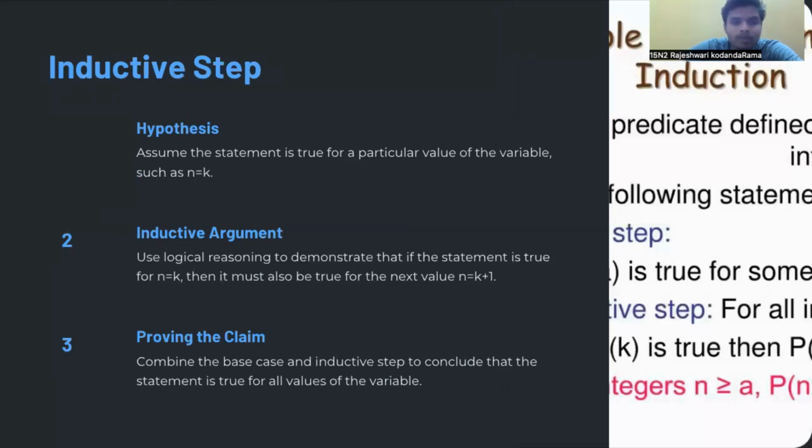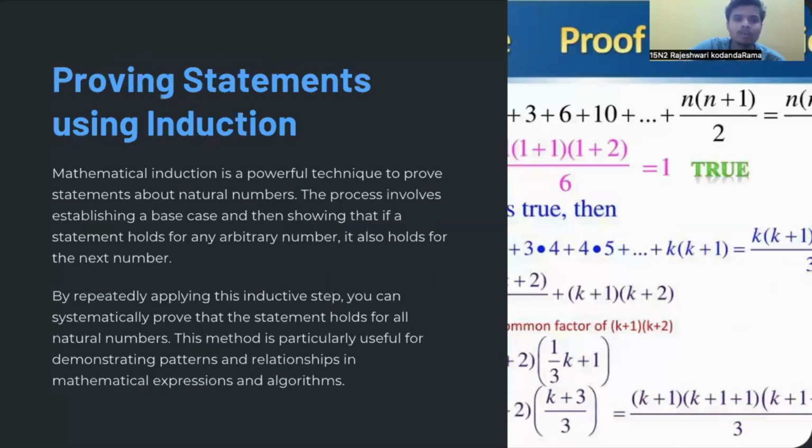Inductive step. The first one is the hypothesis: assume the statement is true for a particular value of the variable, such as n equal to k. The second one is the inductive argument: use logical reasoning to demonstrate that if the statement is true for n equal to k, then it must be true for the next value, n equal to k plus 1. And the next one is proving the claim: combine the base case and inductive step to conclude that the statement is true for all values of the variable.